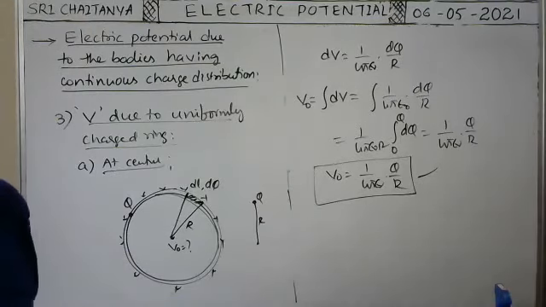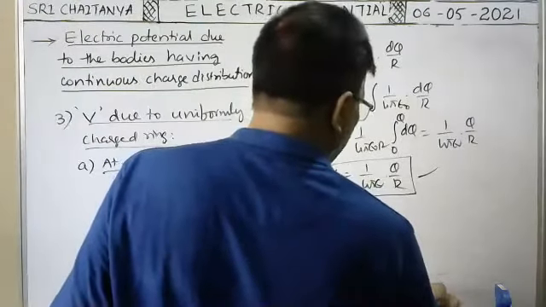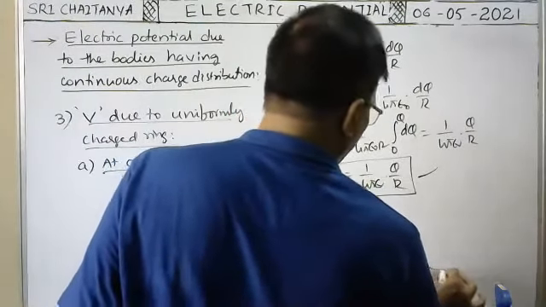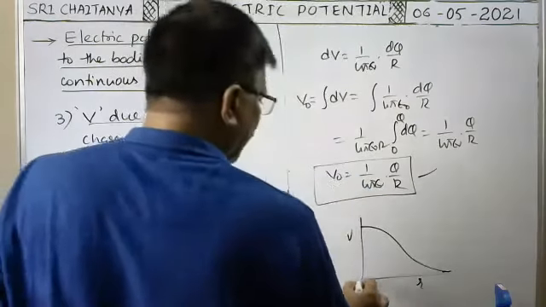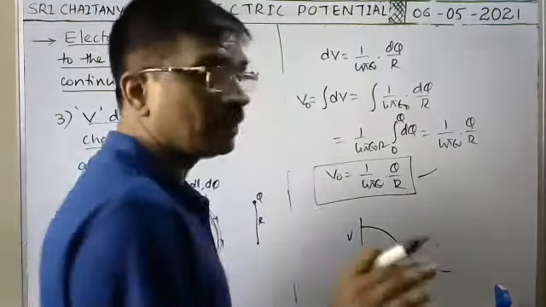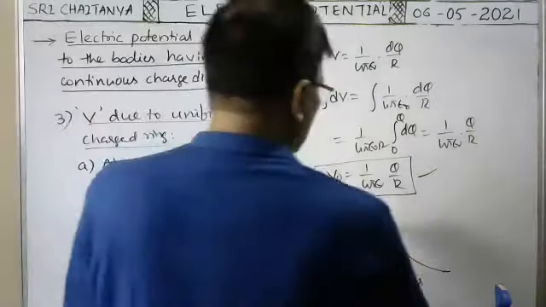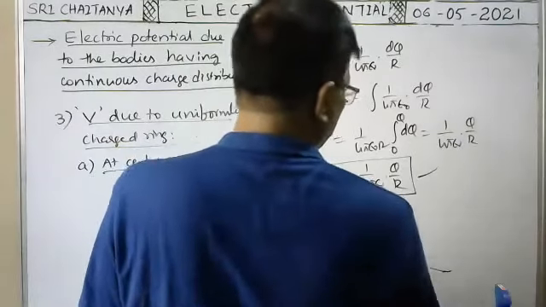Uday, graph not understood. In the previous case I drew a graph like this. At the center of the non-conducting sphere, the potential is maximum because that is equal to 3 by 2 times the potential on the surface of this non-conducting sphere. That's why that is maximum at the center.